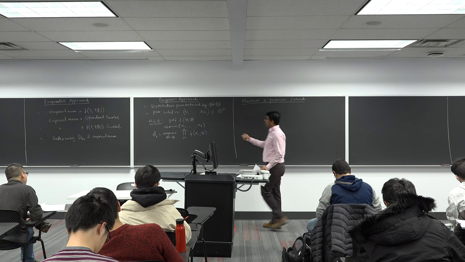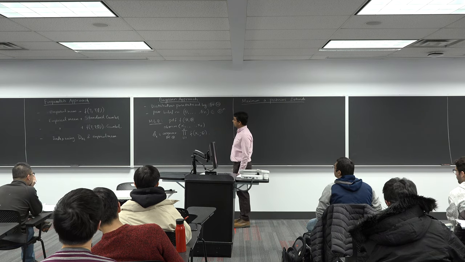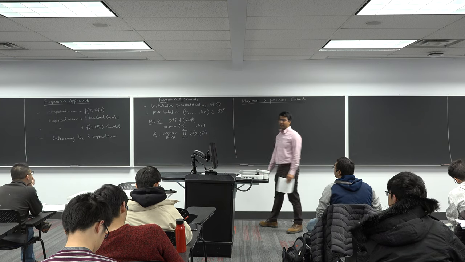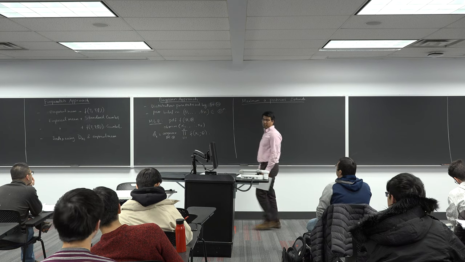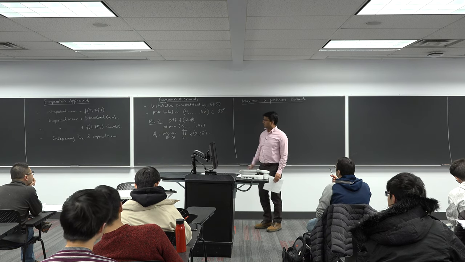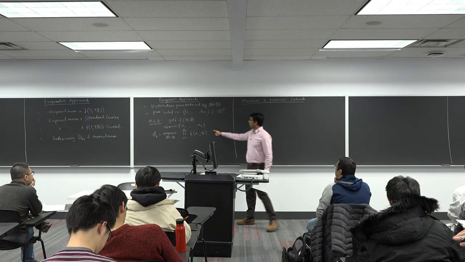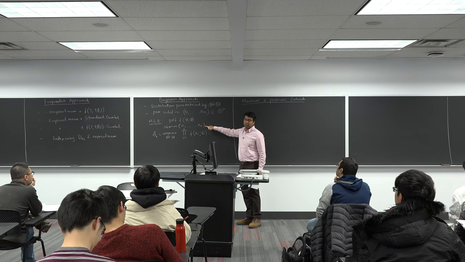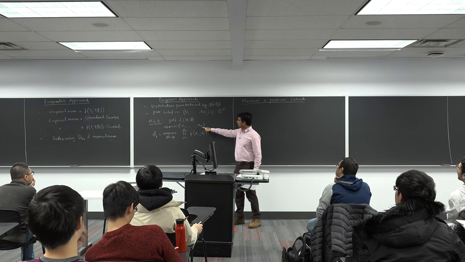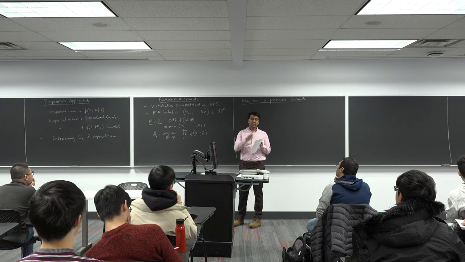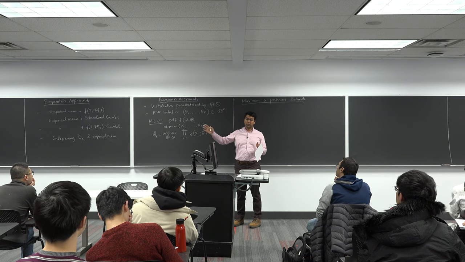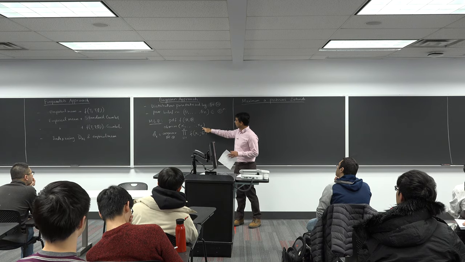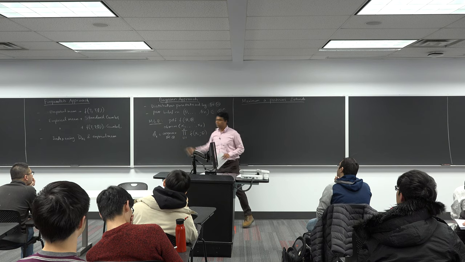I don't know the parameter theta. I observe some data coming out of the distribution. These are all IID data. So it's the time index. So this is the information. This is the data you've collected. And as you collect more and more data, so x1, x2, x3, x4, all the way to xt, your estimates become better and better.